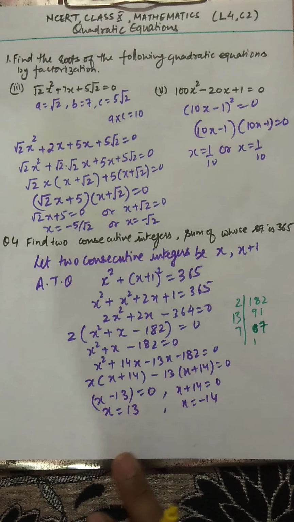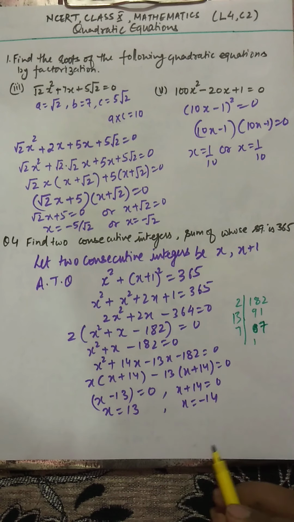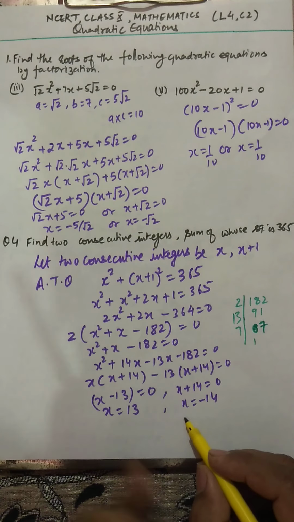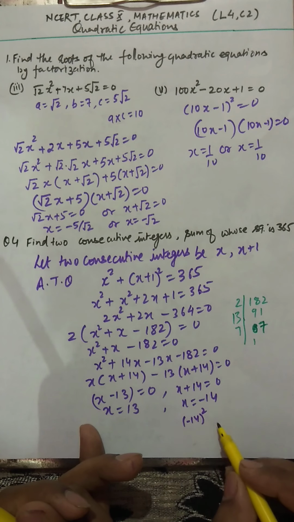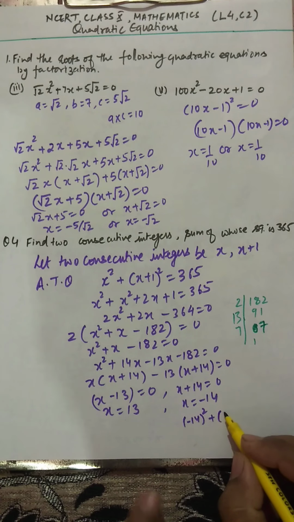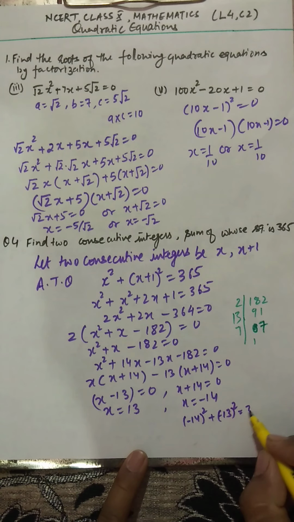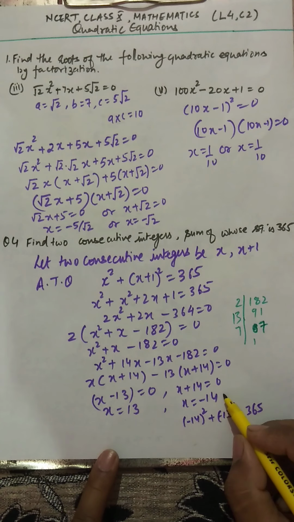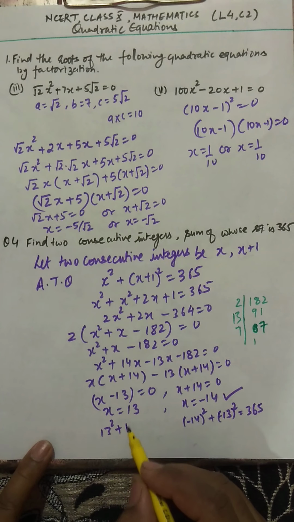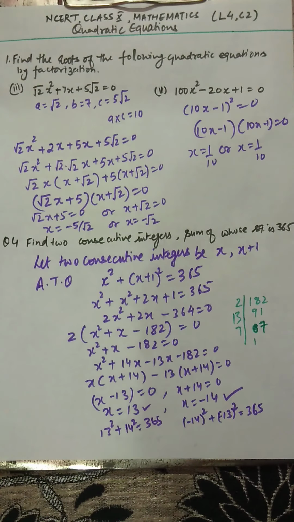Now we have to see whether these answers will satisfy or not. They will satisfy. So x is minus 14, so this is minus 14 square, and the other number x plus 1 will be minus 13, so this is minus 13 square. So this is going to be 365, so this answer is acceptable. And here also 13 square plus 14 square is going to be 365, so this answer is also acceptable.